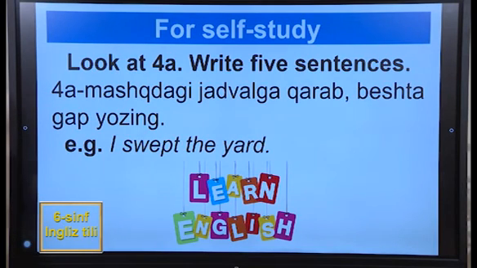Dear pupils, it is the end of our lesson. I hope you have learned a lot today. You have learned how to use imperative sentences and how to give instructions.